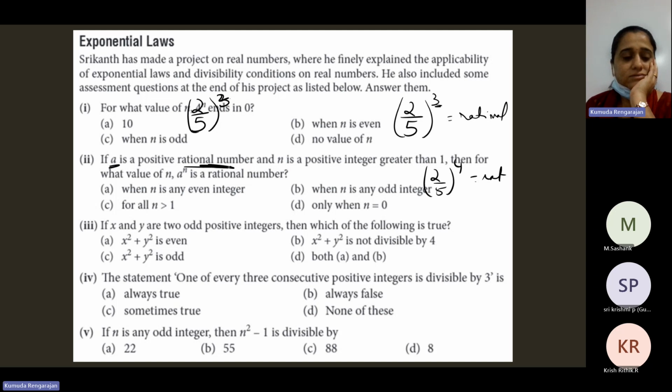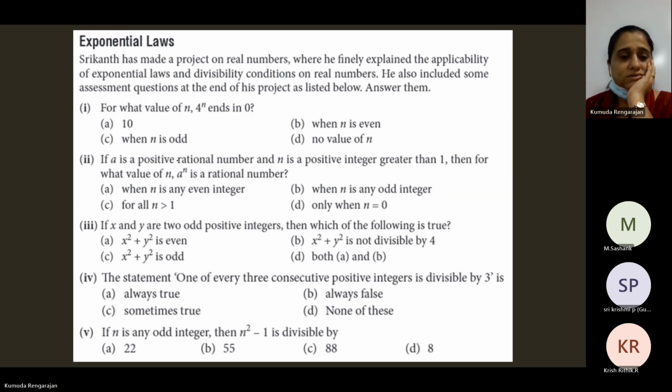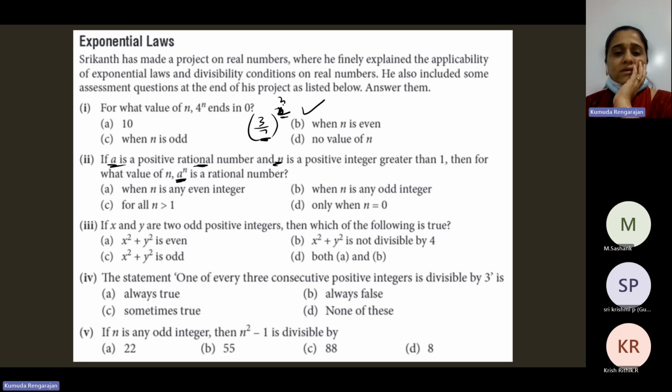A rational. So just take something, n positive greater than 1. So I just took 2. And they're talking about a to the power n. This is a, 3 by 7 is a, to the power n, 2. Now, is this rational? Yes, it is rational. If this 2 is 3, it is rational. If this is 13, it is rational. For whatever power, it will be rational. So for all n greater than 1.